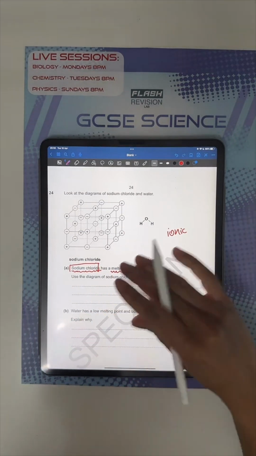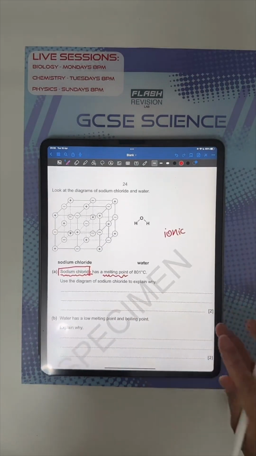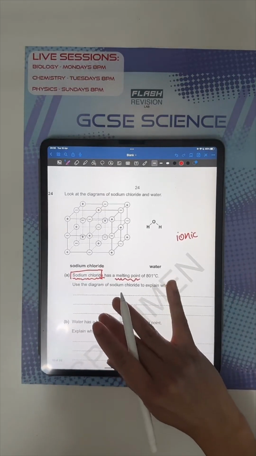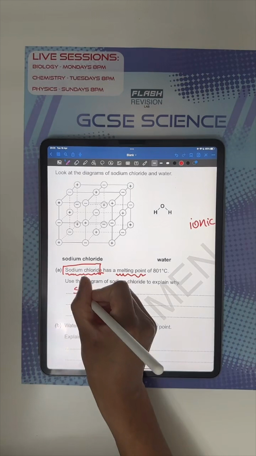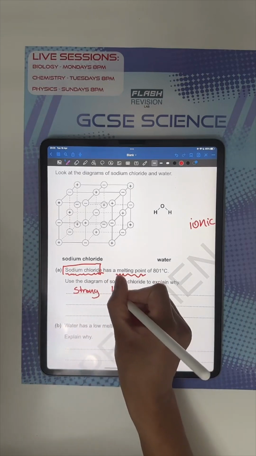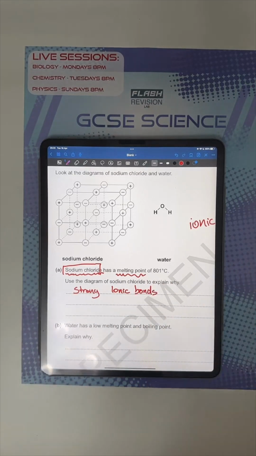So whenever you get a question explaining why a melting point is high or low, you need to talk about the bonds. So what can we say about the bonds? This is a 2-mark question. What can we say about the bonds then? Strong. Yeah. We always need to talk about how strong the bonds are. Exactly. So use the word strong, strong ionic bonds.